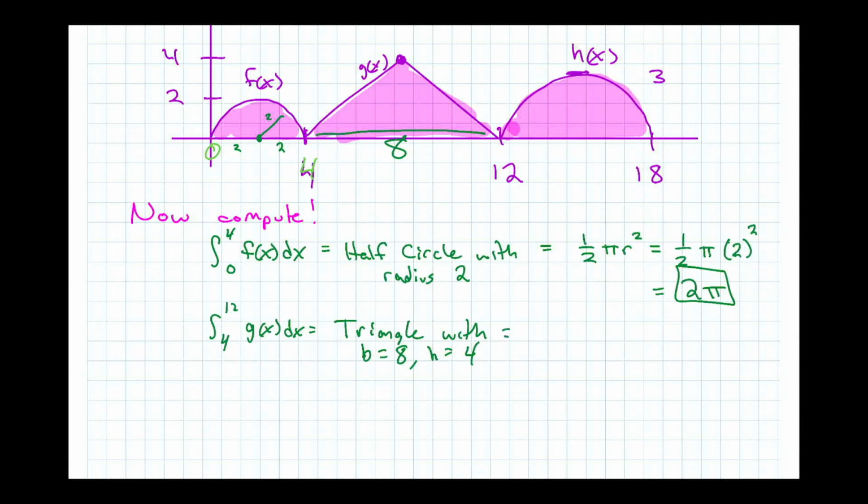So then you know that the formula for a triangle was 1/2 base times height. So 1/2, the base is 8 and the height is 4. So that's 1/2 times 8 times 4. So that's 16, right? Yeah, 16.